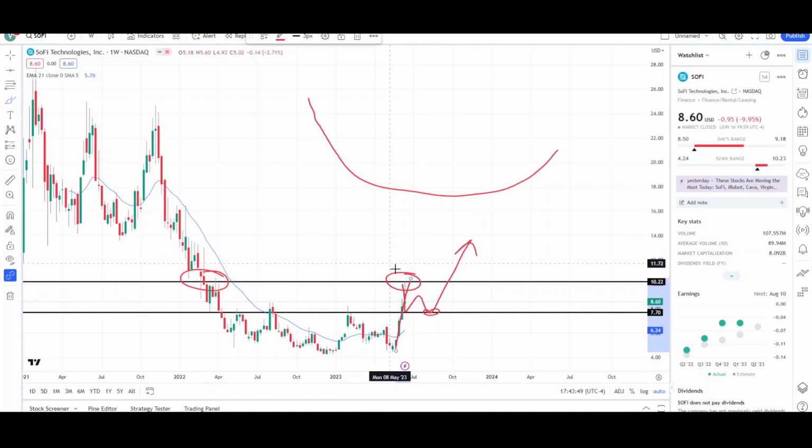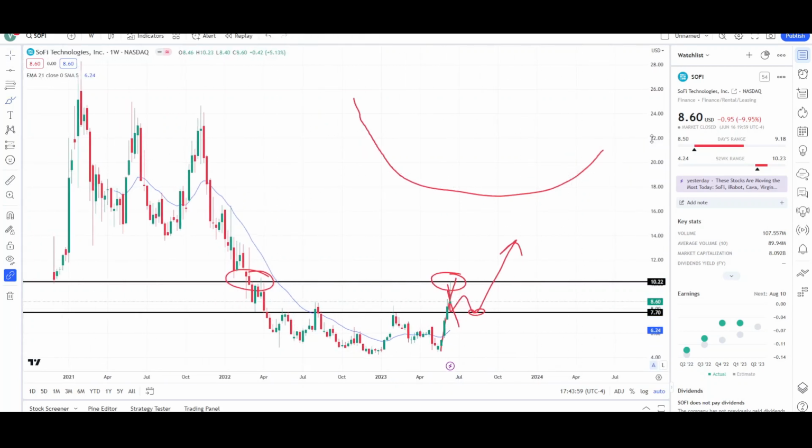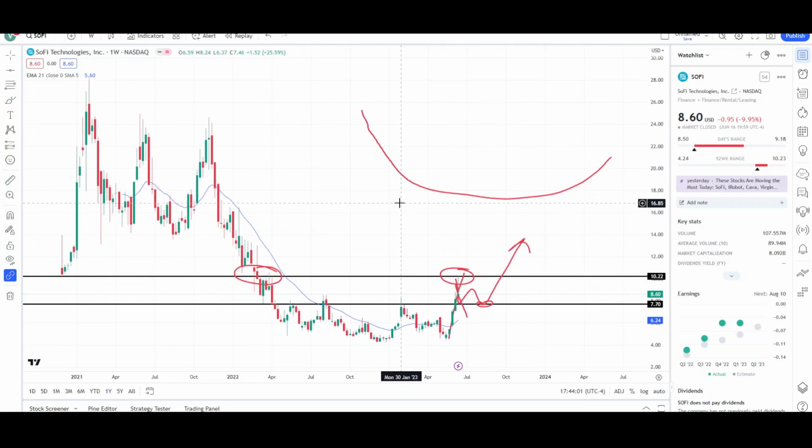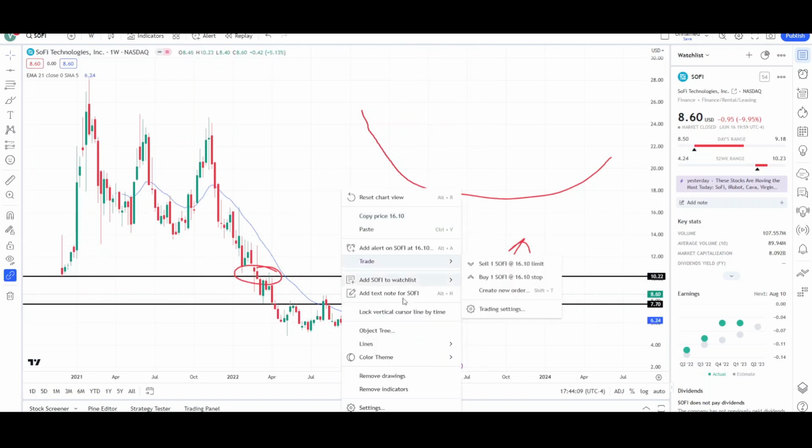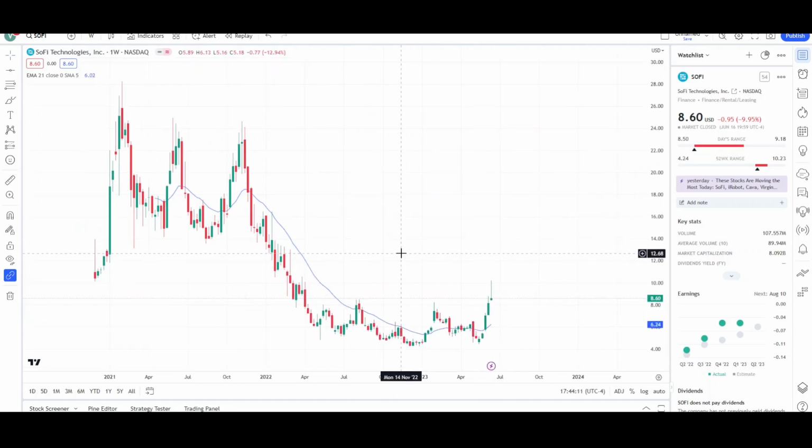We could just dump right through that $8 level, and obviously the analysis goes out the window then. So we don't know what's going to occur. We just have to go based on the reaction we get at these levels. So that's all I have for SoFi on the daily and weekly charts. Very impressive that it broke out of the range. It looks pretty good. It might continue to break out depending on this pullback that is due, because the market does not move in straight lines. It moves in waves. So this is Vee Trades, and thank you for your time.